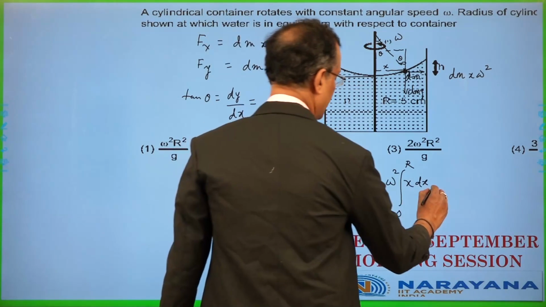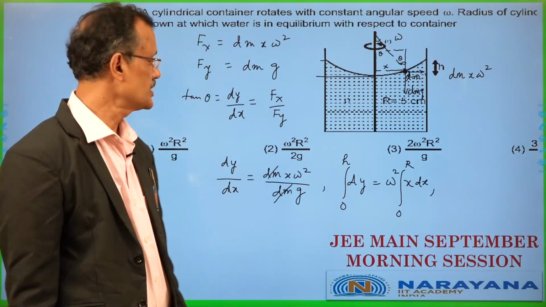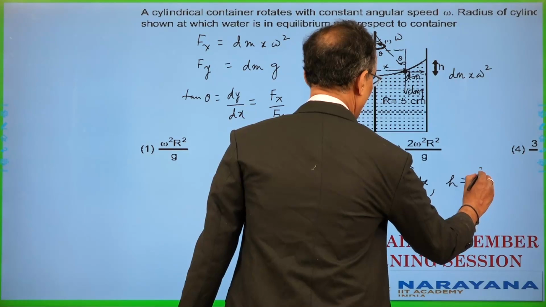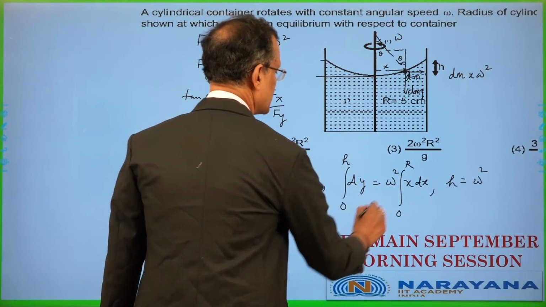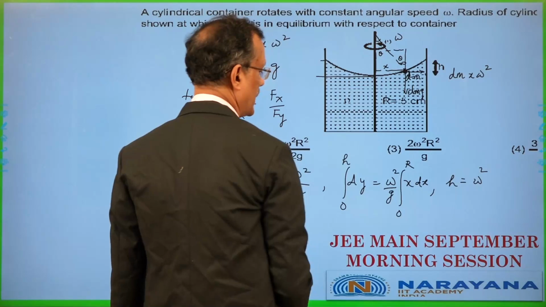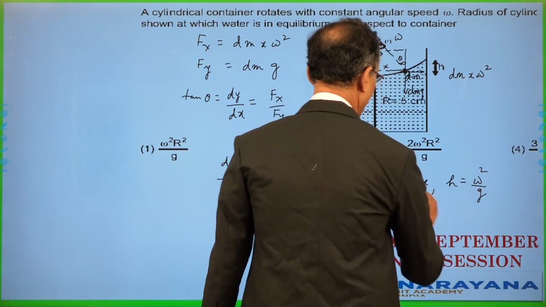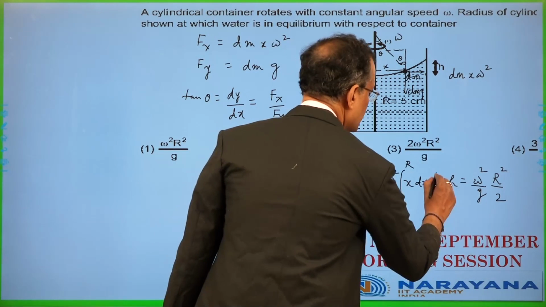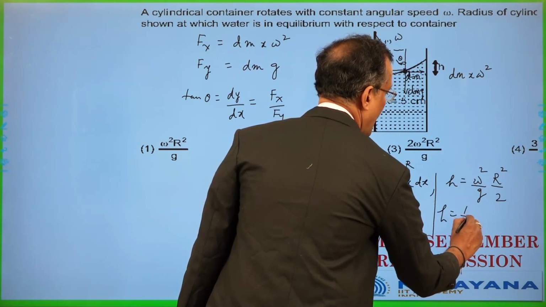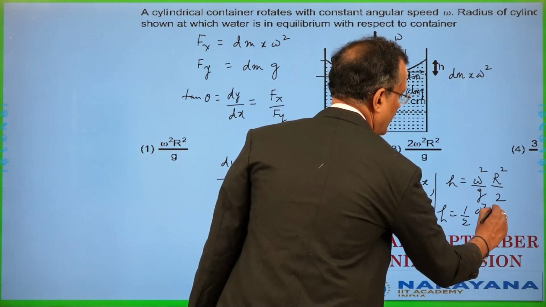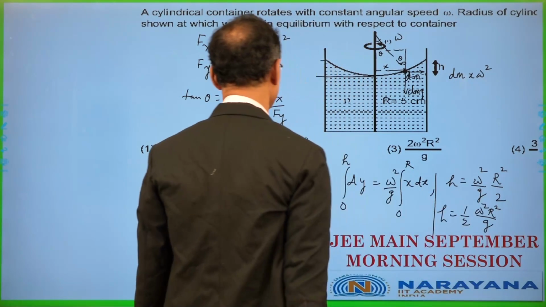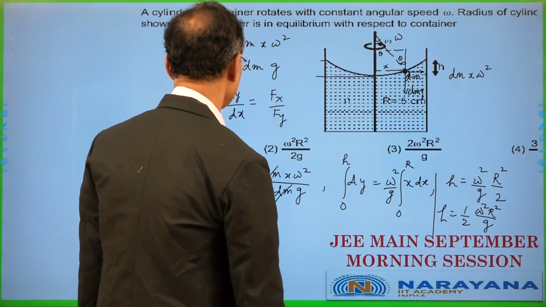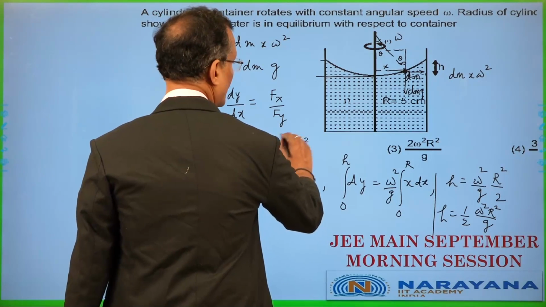What you are getting here, differentiation and integration being opposite processes, this will become h and this will become omega squared. Here g is there, so omega squared by g you keep here, and this will become r squared by 2. So your answer is h will be equal to half omega squared r squared by g, so omega squared r squared by 2g. Check. This will be the answer for you.